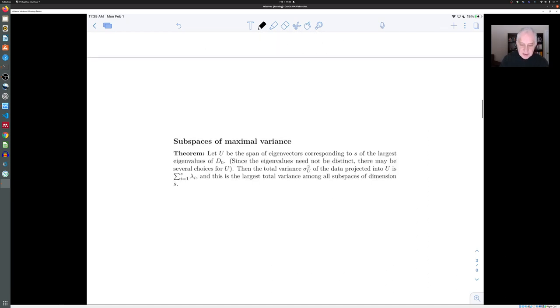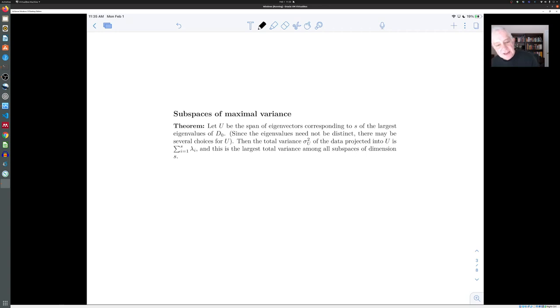Now, we can generalize the idea of a principal direction into a principal subspace or a subspace of maximal variance, where instead of just picking a single direction where the data is most spread out, we can think of a higher dimensional picture. So we have the data spread out in this high dimensional space. We can project it into a subspace such that the total variance in that subspace is as large as possible. And the mathematics of this are in the notes.